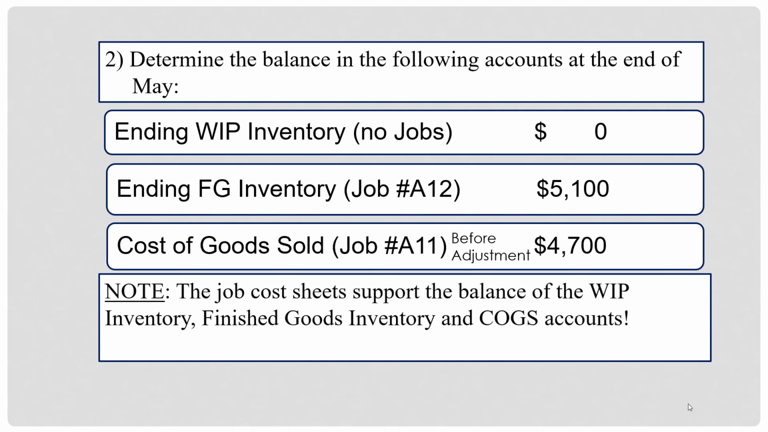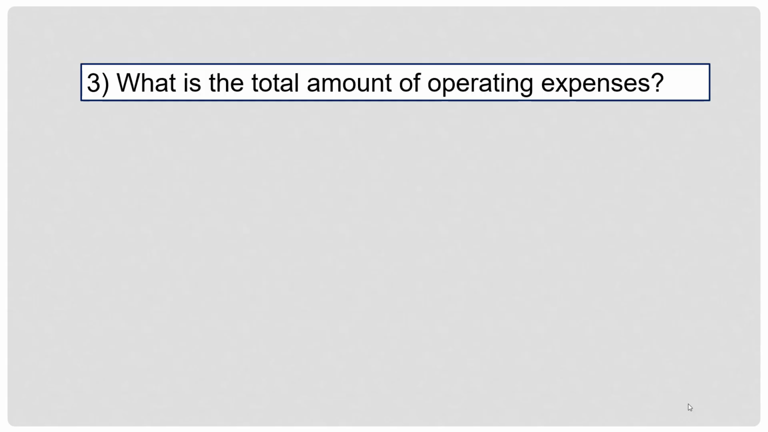So once again, you see that the job cost sheets are the supporting records for the work in process inventory, the finished goods inventory, and the cost of goods sold accounts. Like it happens so often in accounting, it does all add up, and of course that's what makes an accountant happy. What is the total amount of operating expenses?